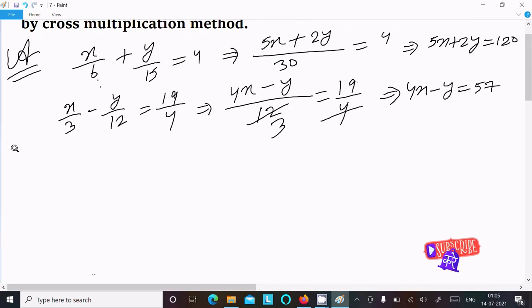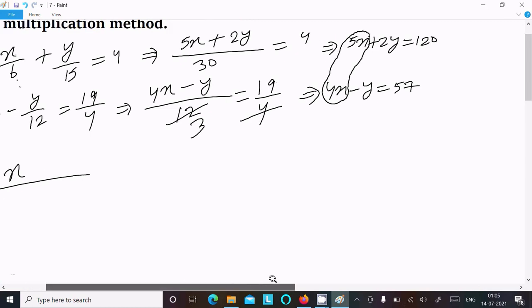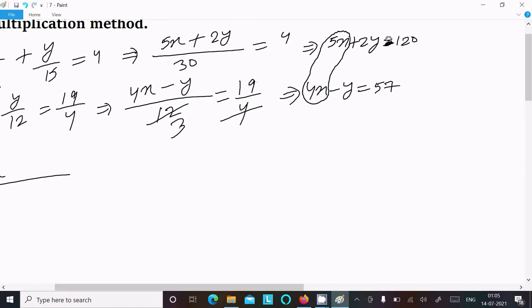Thereafter, we need to calculate x and y. So writing here x. For x, hide the x part and do the cross multiplication of the coefficient of y and the constant term. If 120 moves to the left side, it becomes minus, and 57 moves to the left side, it becomes minus. So minus 120, minus 57.